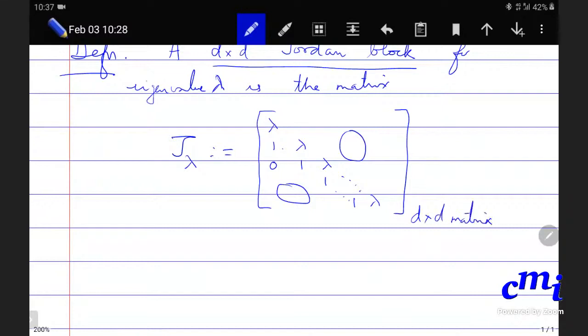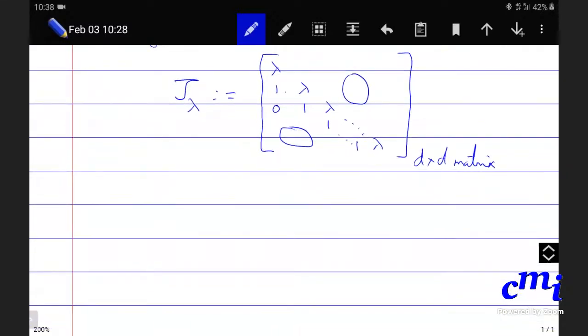Such a thing is called a Jordan block of size d. We will not often write the size in the notation. It will become clear from the context. But lambda we have to keep track of, because that's the eigenvalue for this map. So if you think of J lambda as acting on column vectors of size d, then E1 goes to lambda E1 plus E2, E2 goes to, and so on.